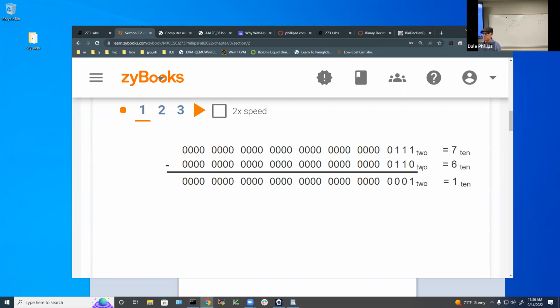Versus 2. That's the base, or the buzzword is radix. So this is base 10, this is base 2. Sometimes you see it notated with numeric. But it's showing you how to subtract 6 from 7 in binary by converting it, and then you subtract it and you end up with that.